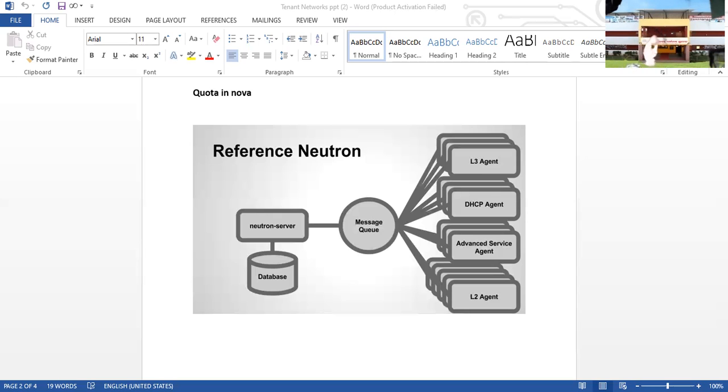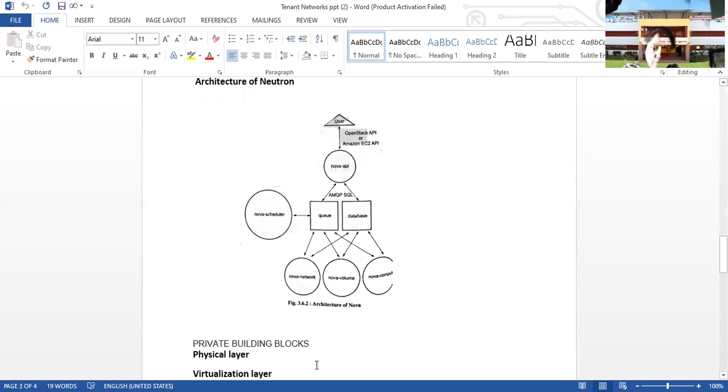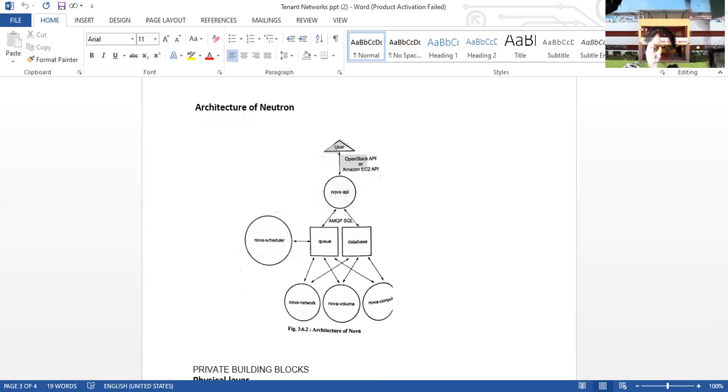Okay. So the architecture of Neutron. The reference Neutron you can see here. The architecture of Neutron is simple, but it is with the agent and plugin where the real magic happens. The Neutron architecture is presented in the following diagram, which you can see on screen.